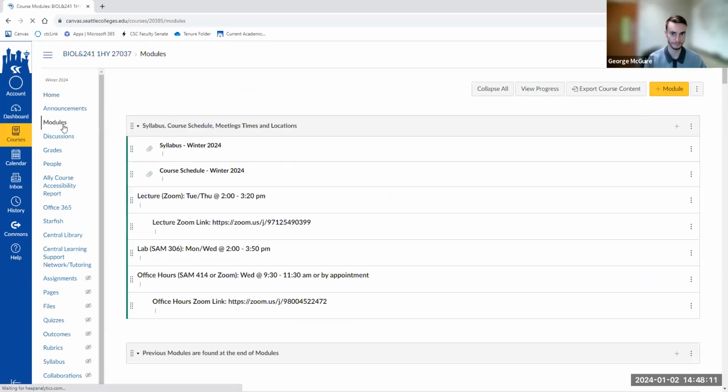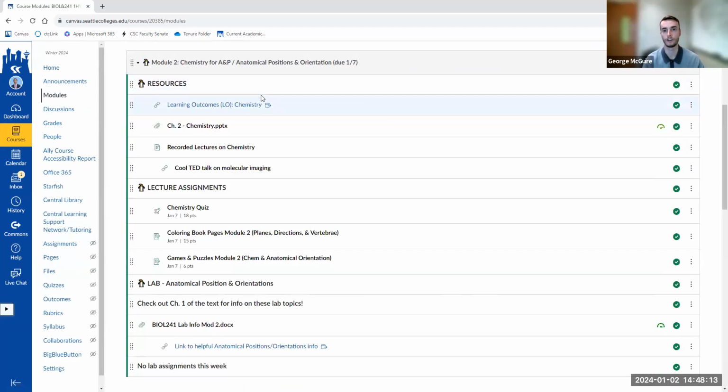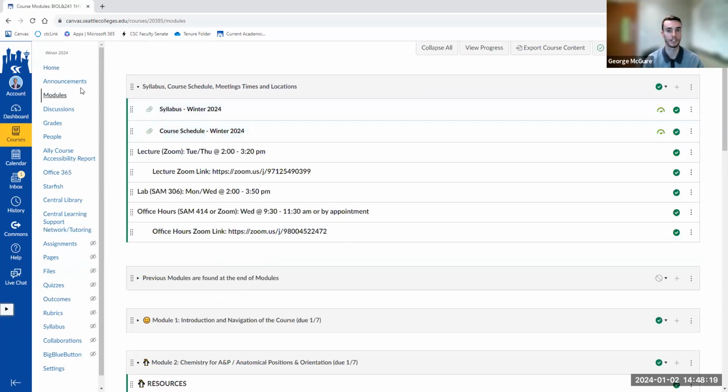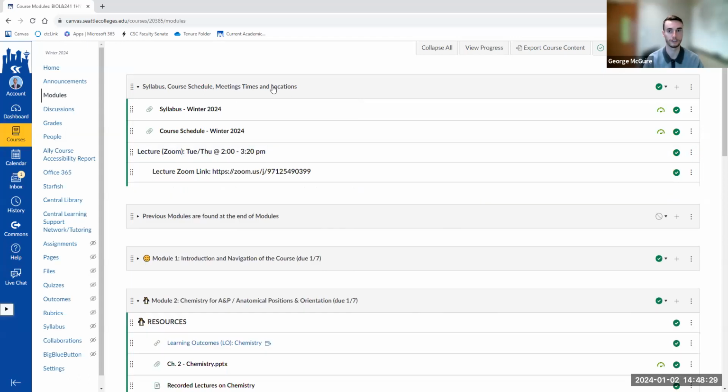So anyways, in modules, all of our information is separated into individual modules. So we have that same general info up here with our syllabus and the course schedule. This will stay at the top of our modules page, so you have access to that whenever you need it. Our Zoom link for lecture and our Zoom link for office hours.